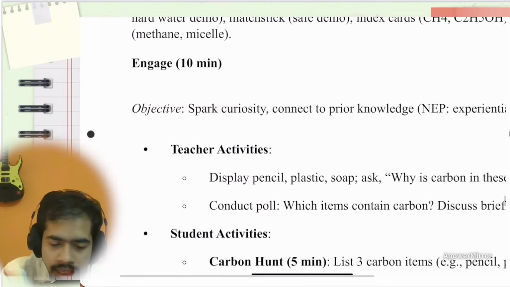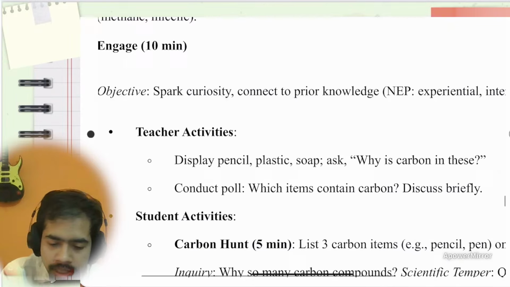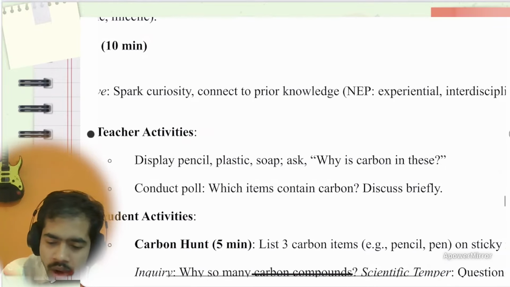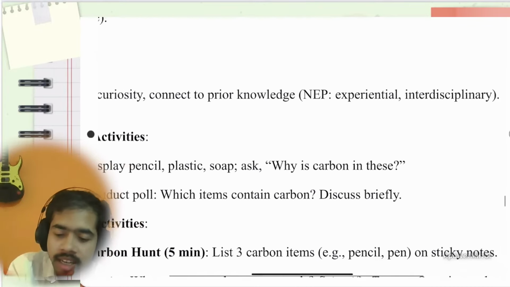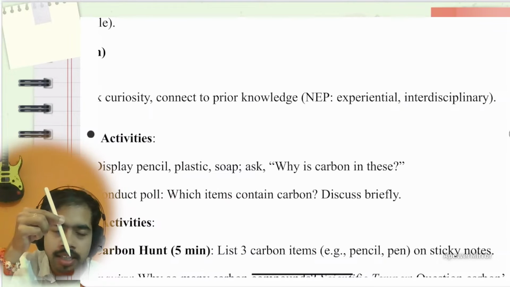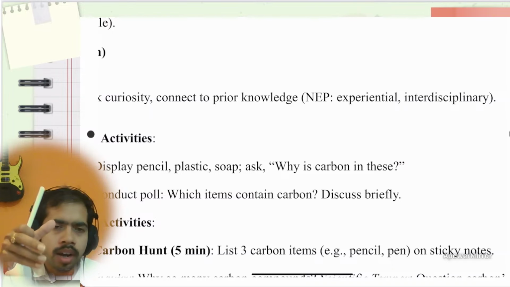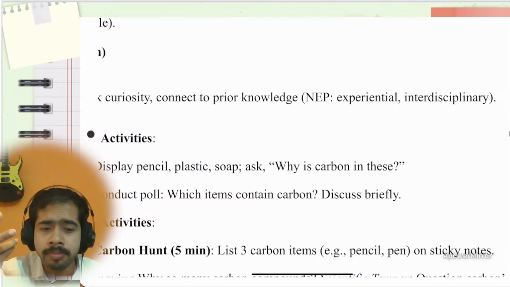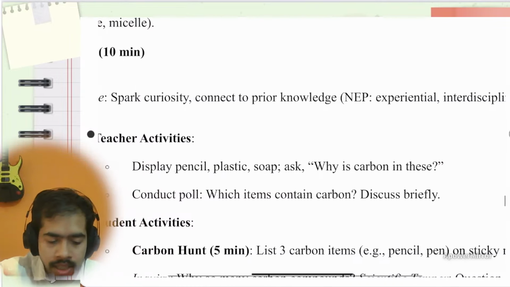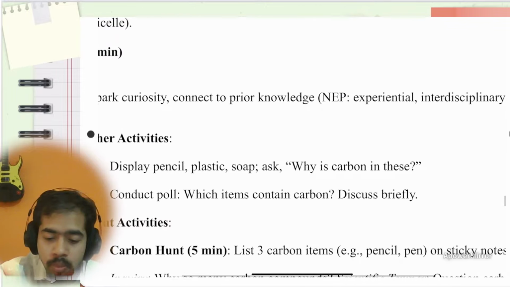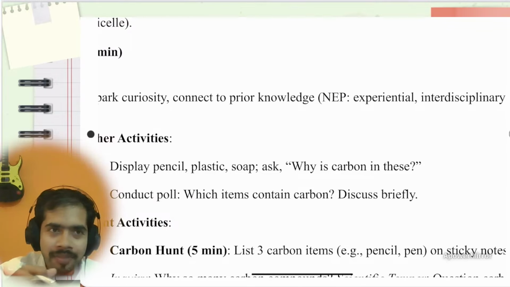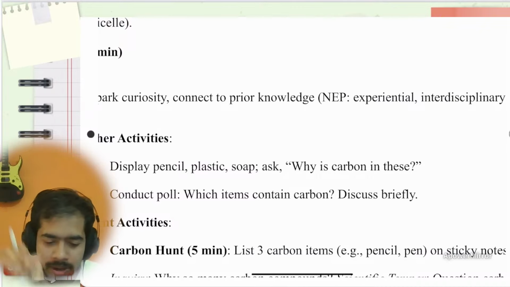Then in this section, the engage part will be there. The teacher will display some pencil, plastic, soap, and ask why carbon is there in these things. Suppose if I burn this pencil, it will become black. If I burn a rubber, it will become black. If I burn a paper, everything after burning becomes black, it means there is carbon. So we may ask them why it is available so abundantly. Now we can conduct a poll also, just like I have conducted a poll. You are always performing those polls.